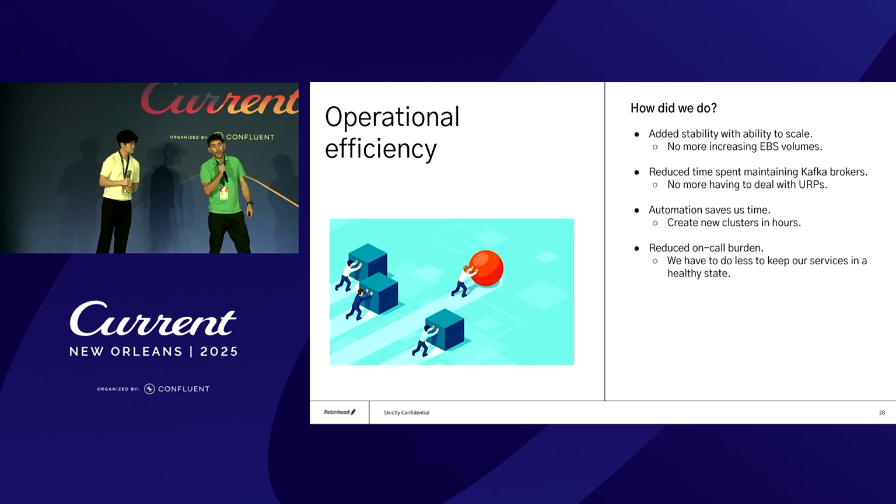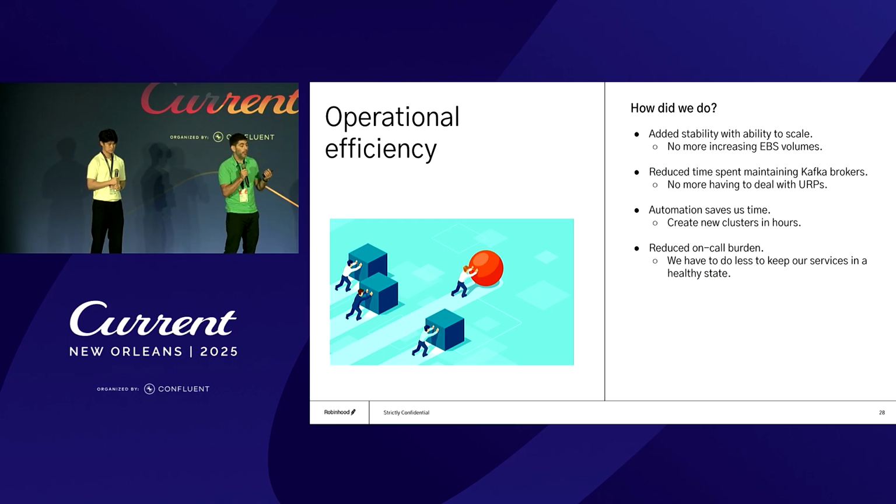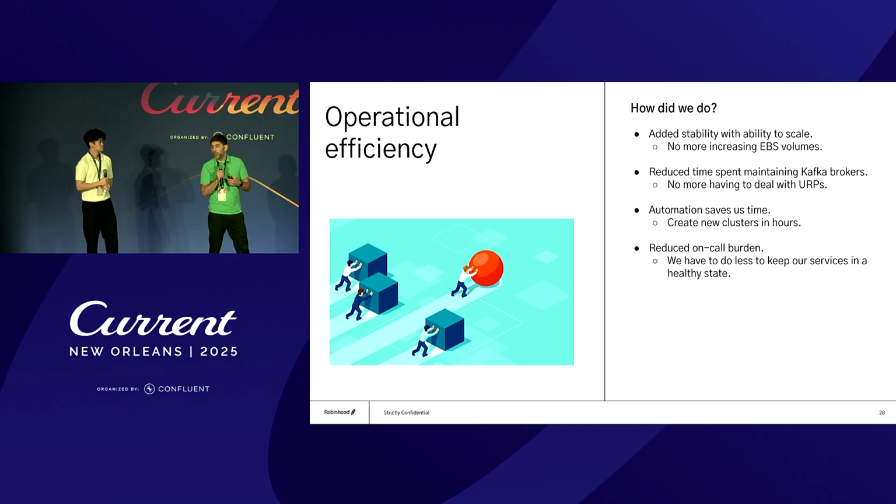One of the big things for us was achieving operational efficiency, and WarpStream really has allowed us to do that. We don't spend any more time dealing with the EBS volumes, increasing them, or making changes to our Kafka cluster that are very labor intensive. We don't have to deal with URPs anymore when it comes to these clusters because, like I mentioned before, S3 takes care of replication for us. It brings that data up in all of our AZs.